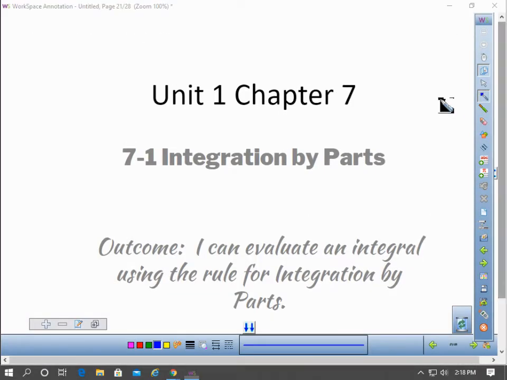Alrighty, so we are starting Unit 1, which is not a review unit. This is actually new material. So excited! We're learning new calculus BC stuff. Woohoo! All right, so what we're going to learn, Chapter 7, is techniques of integration.